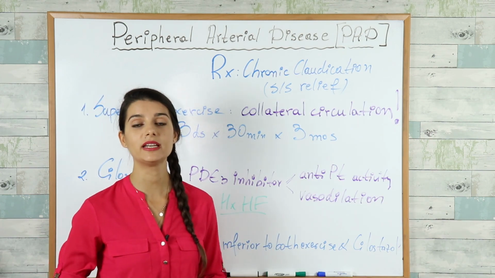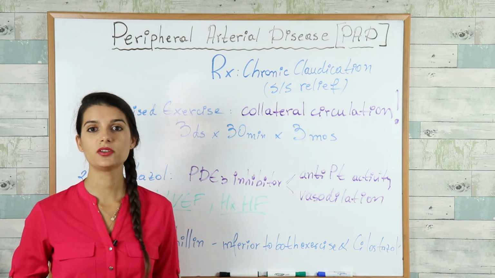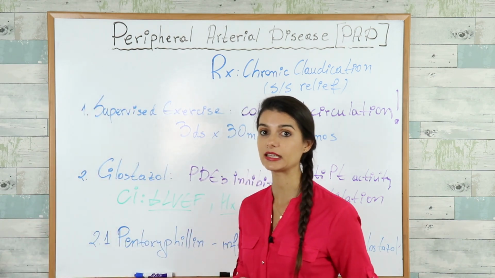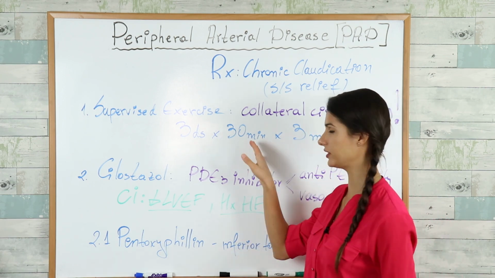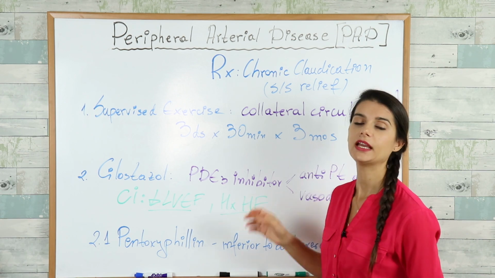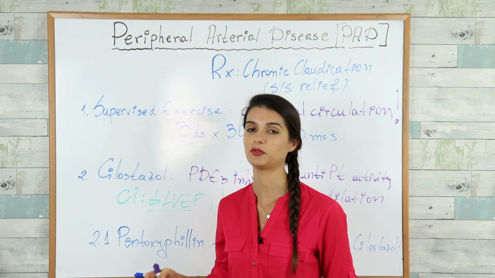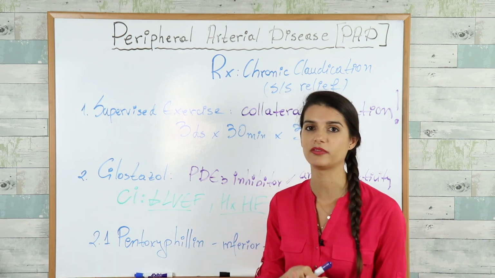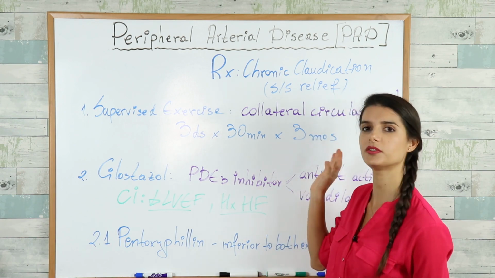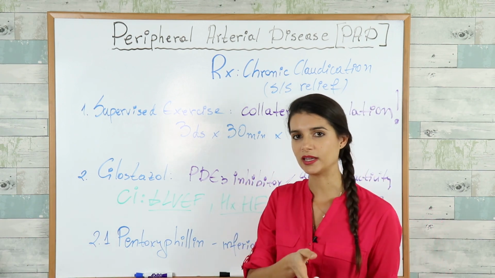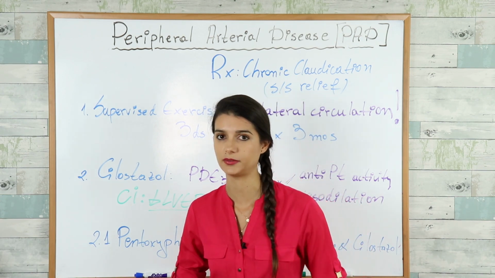Now let's see how we can relieve the symptoms in a patient with chronic claudication. So the first thing you want to do is put them on a supervised exercise program. They should be exercising at least 3 days a week for 30 minutes for at least 3 months. Basically, they should be walking on a treadmill or somewhere else, but they should always be supervised. And why do you want to do that? Because you want to create collateral circulation that can supply blood to the exercising muscle through an alternative way and not through the stenosed artery.